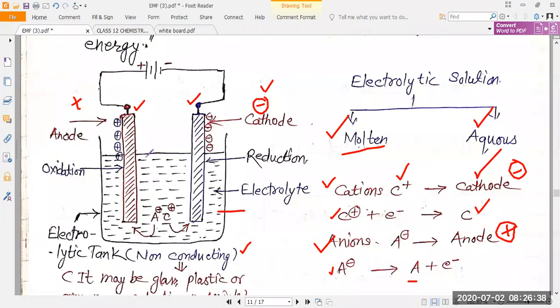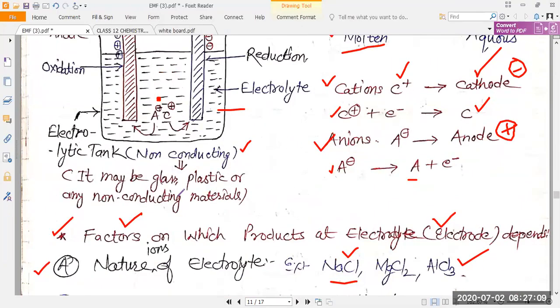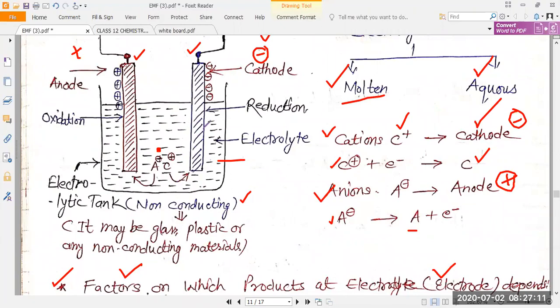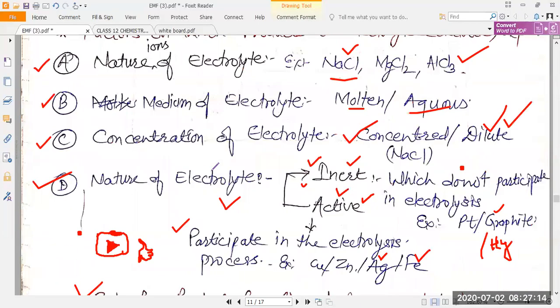So in electrolysis, when we give electrical current to the electrolytic cell, the electrolytic solution filled in the cell contains ions. We know ions are present, and they decompose into anions and cations. Then anions and cations go to the oppositely charged electrode.